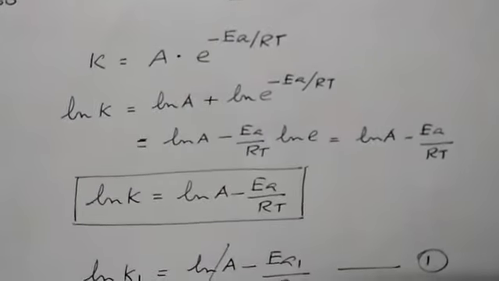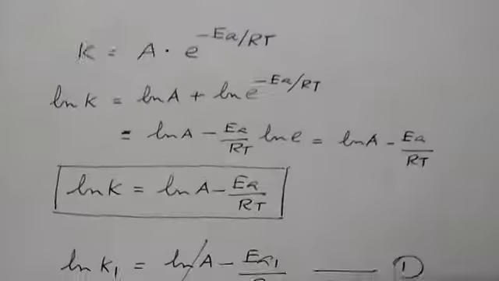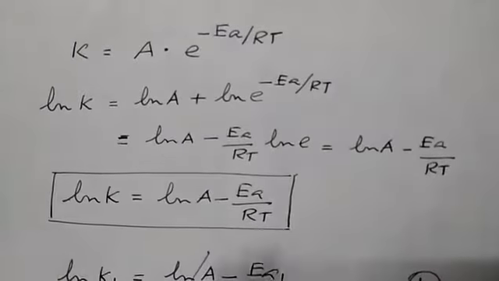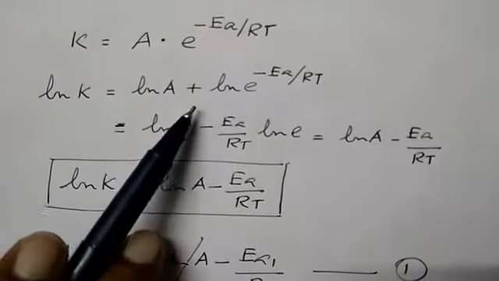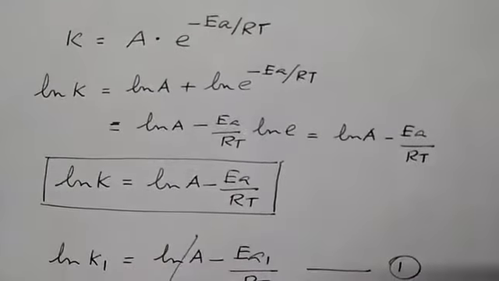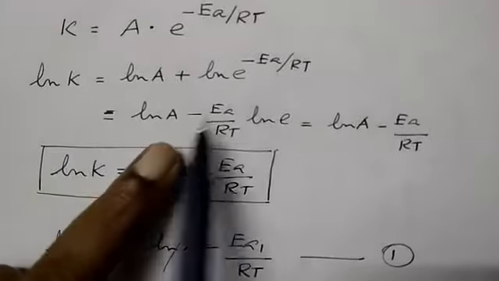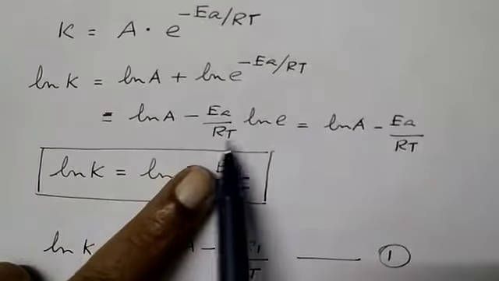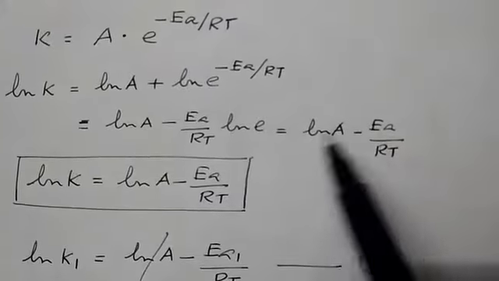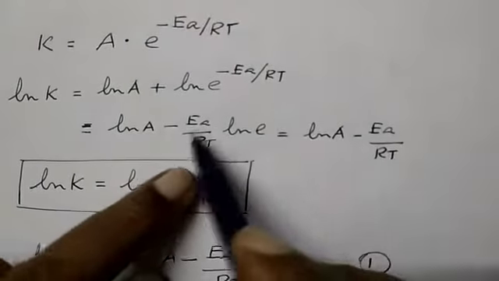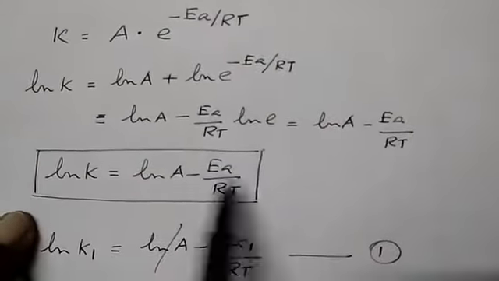Now what is it? K is equal to A e to the power of minus Ea by RT, of course we know. Taking the natural log, ln K is equal to ln A plus ln e minus Ea by RT. Now ln e is equal to 1. So now it is ln A minus Ea by RT. This is the relationship.